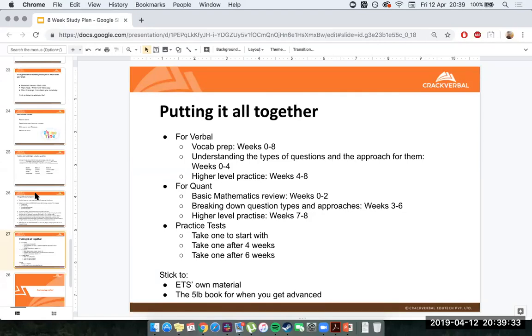Now, on the quant front, do a basic mathematics review across the first 2 weeks. Weeks 3, 4, 5, 6, you do what we described in verbal weeks 0 to 4, and the higher-level practice is only in the final 2 weeks. If you struggle more with quant, maybe you'll want to take a bit more time for review, a bit less time for breaking down the question types and approaches. But this is ultimately a pretty effective plan, right?